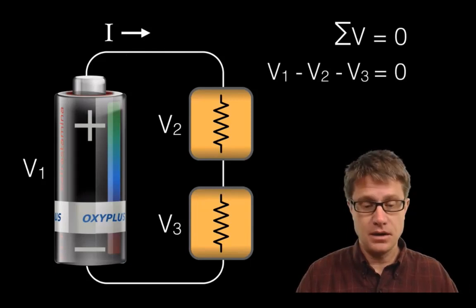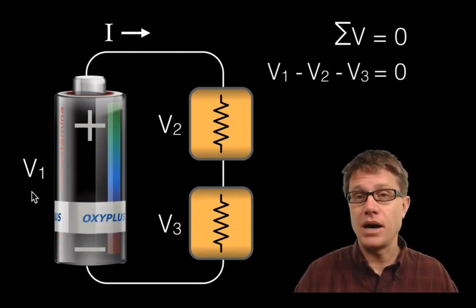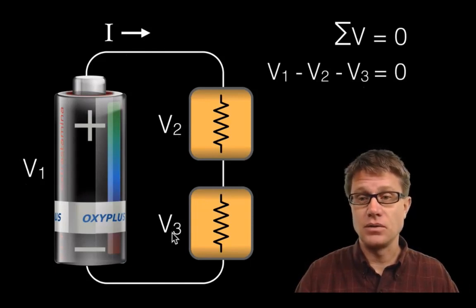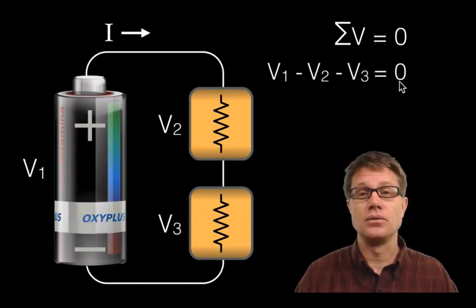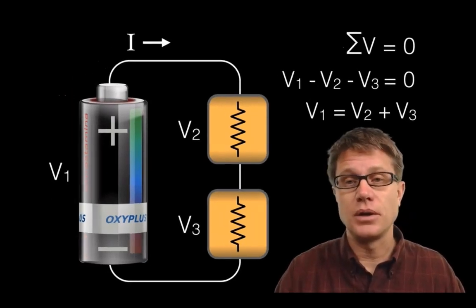So we'd write it out like this. We're going to start with a battery. The battery, since it's a lift, we're going to give that a positive value. So positive V1 minus V2 minus V3, because we're losing that potential difference in each of these resistors here, is equal to 0. And so we could solve for V1. V1 is equal to V2 plus V3.